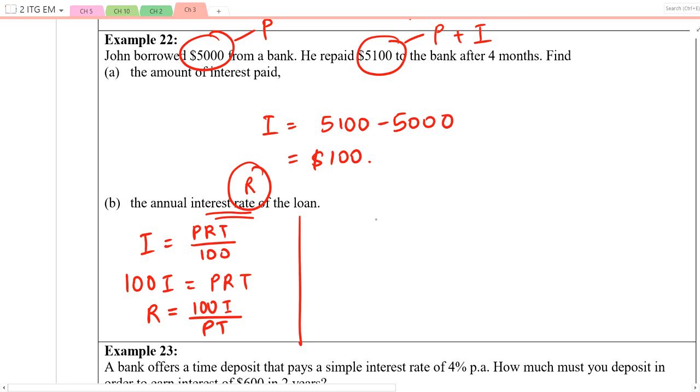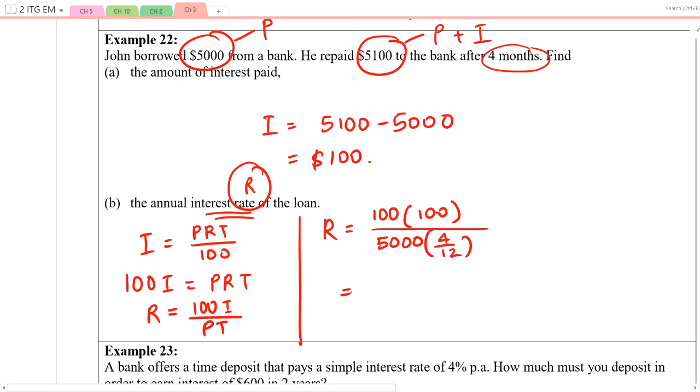Next, I want to do the substitution. So R equals to 100 times the interest, which in this case happens to be 100, and we divide this by the principal of 5,000. And now the time. He borrowed for 4 months. So 4 months converted to a year will be 4/12. So after our calculation, we see that R equals to 6. So interest rate equals to 6%.